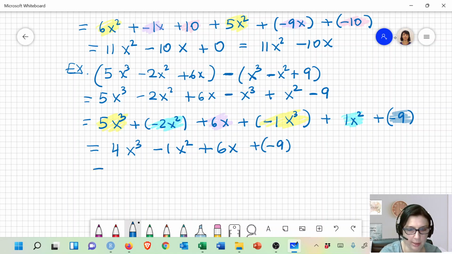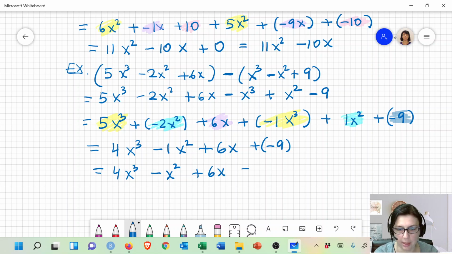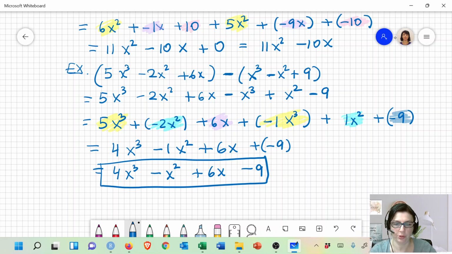Okay, so the last steps, I am going to change the plus minus to a minus. Also, the minus 1x squared is not needed, so that's just minus x squared plus 6x, and then this is minus 9. So that's my final answer. So that's how we subtract polynomials.